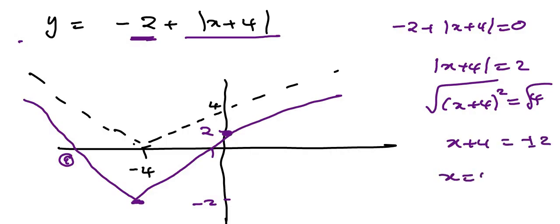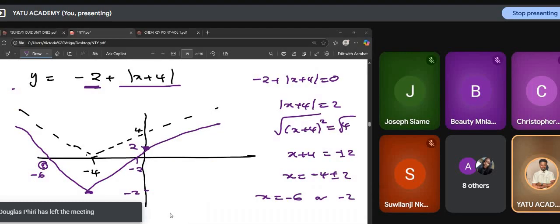Then x is equal to -4 plus or minus 2. So this is going to give us a -6, or it's going to give us a -2. So we're touching it at -2 or -6. So this is basically how your graph is supposed to look like. Any questions, guys, up to this point?